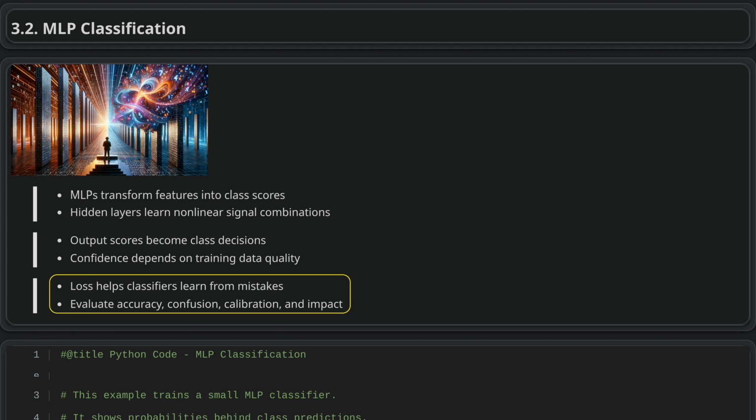However, good training performance can be misleading if the model memorizes irrelevant patterns instead of learning what truly matters. For this reason, evaluation should look beyond accuracy to include class confusion, probability calibration, and the real impact of mistakes.